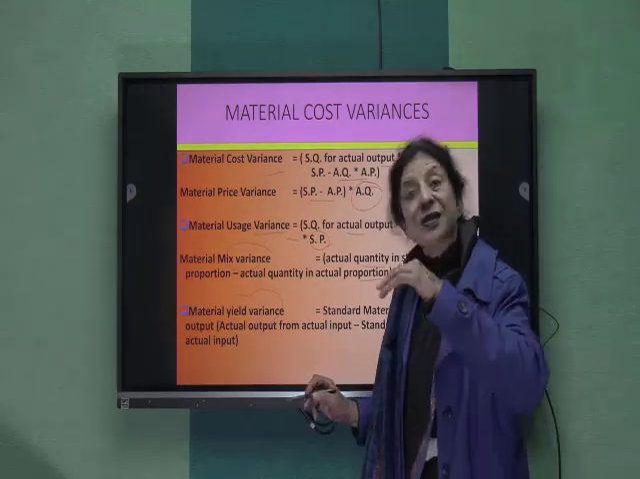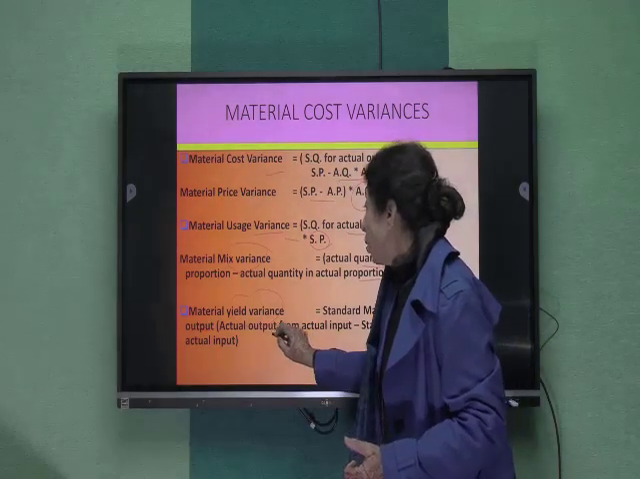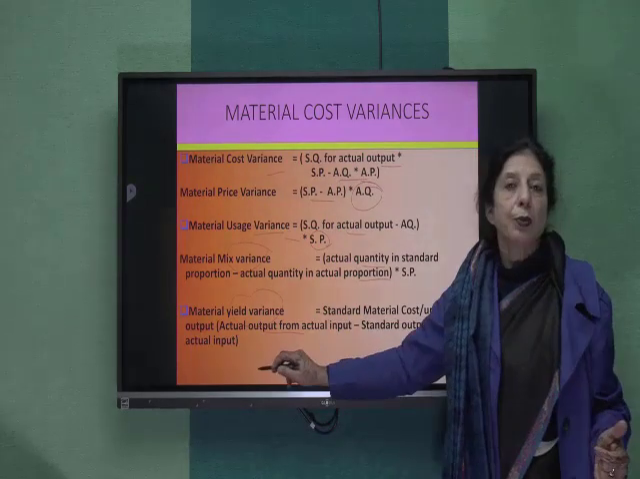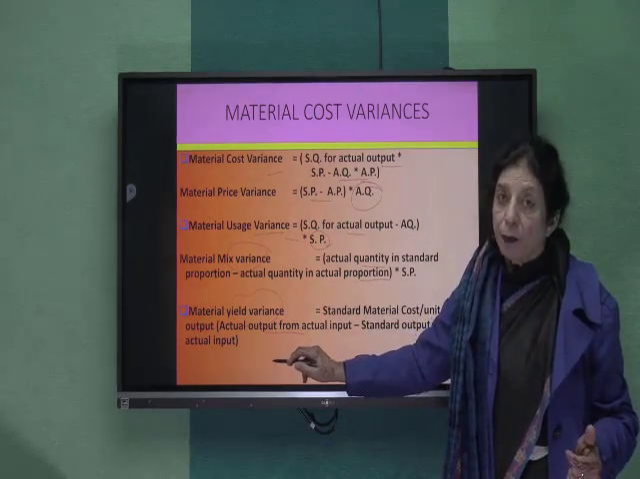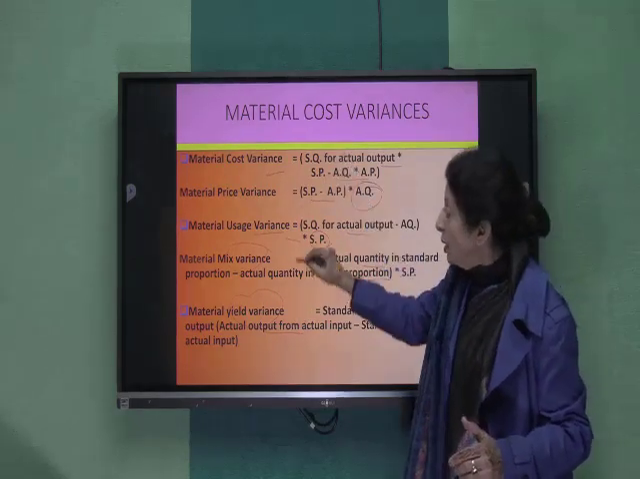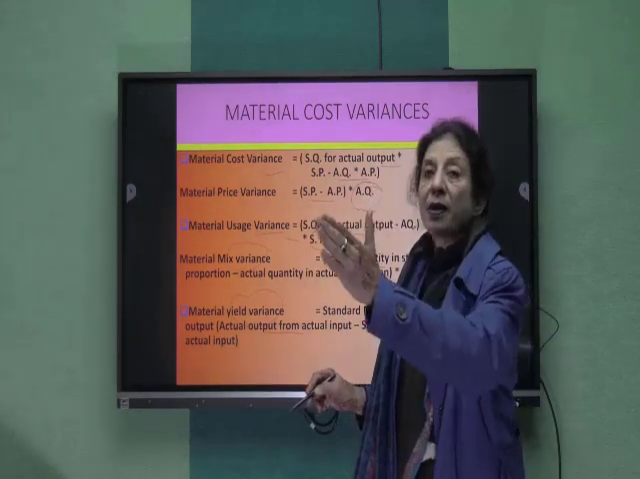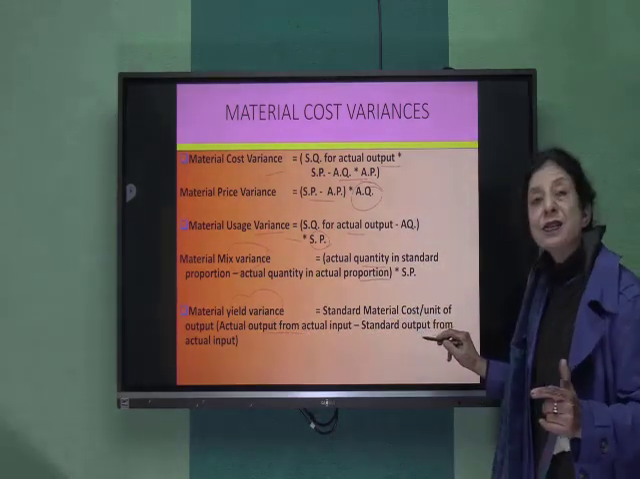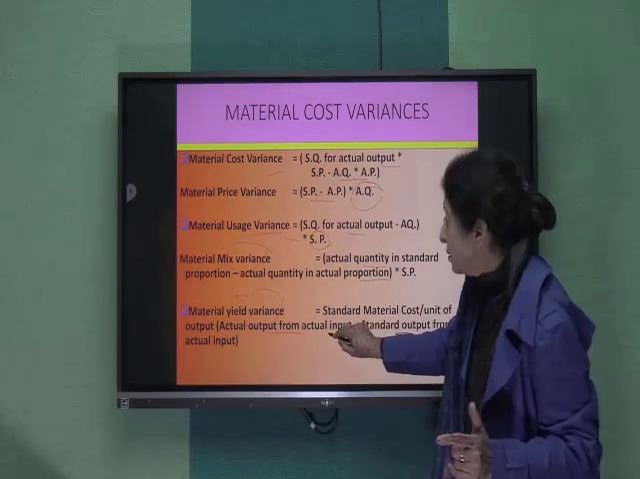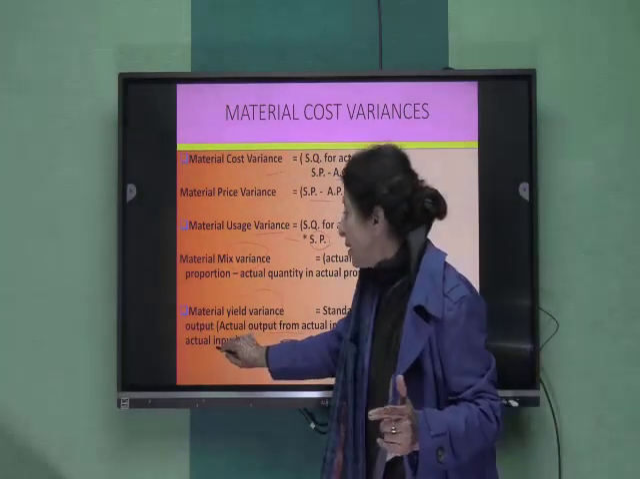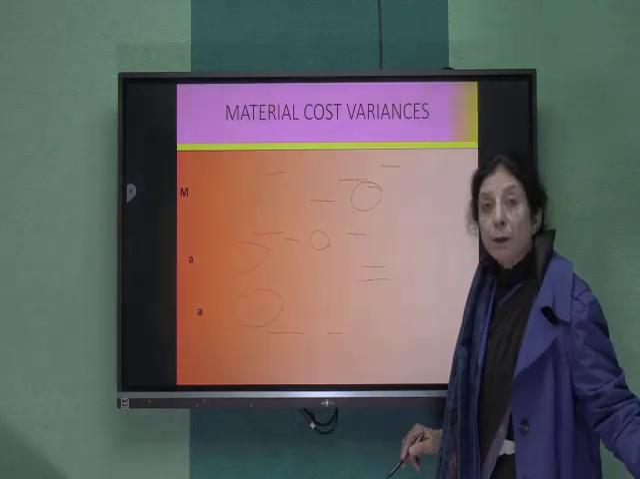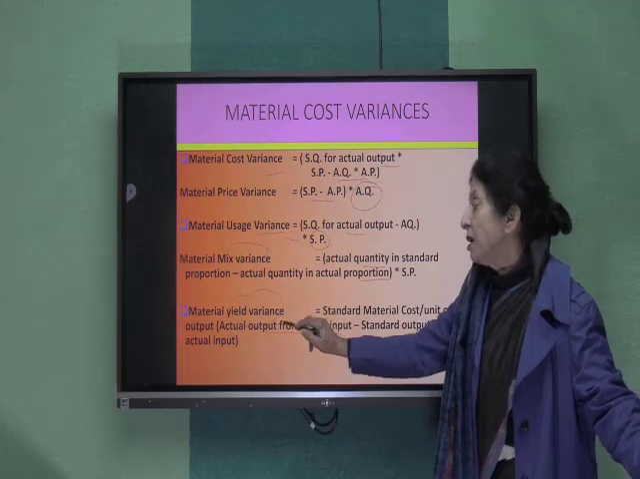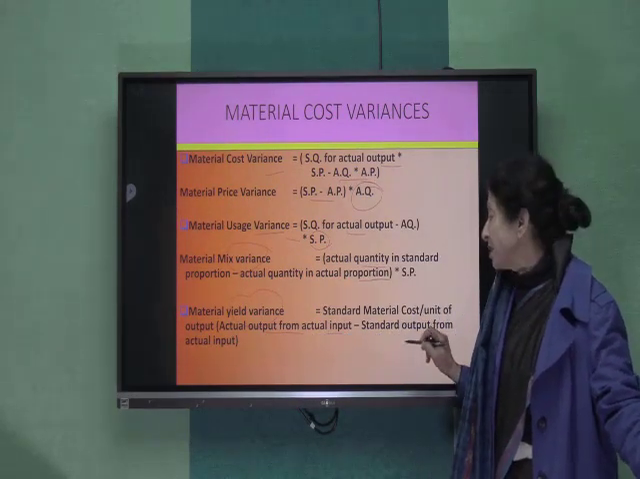Then another thing, it's an output side. That means actual output from the actual input minus the standard output from the actual input. Why? Just see, in all these four I have taken standard minus actual, but here I am taking the actual output minus the standard output. The base here is also the actual input. In both cases, I am calculating with respect to the input. But yes, I am taking the actual output minus the standard output.